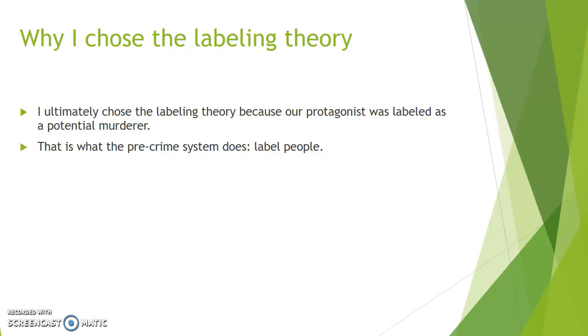And eventually, the question is, why did I choose the labeling theory? I ultimately chose it because our protagonist in this case was labeled as a potential murderer. And that's what this system does, is label people as potential threats to others. So therefore it can go ahead and apprehend these people and get them before they can actually commit their offenses.